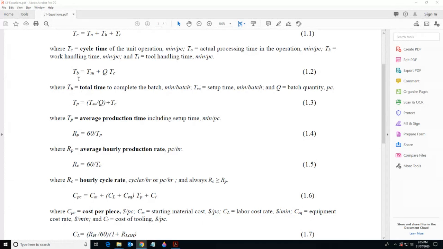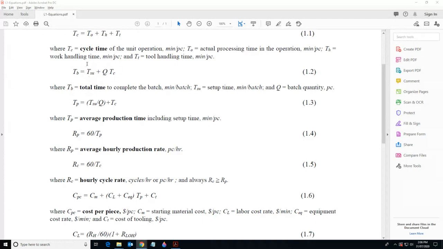Well, TB, which stands for batch time, is the setup time, TSU, plus the process cycle time, TC, which we had up there, multiplied by Q. And Q, of course, represents the number of parts in a batch. So there is a certain setup time, which applies to the whole batch of parts.